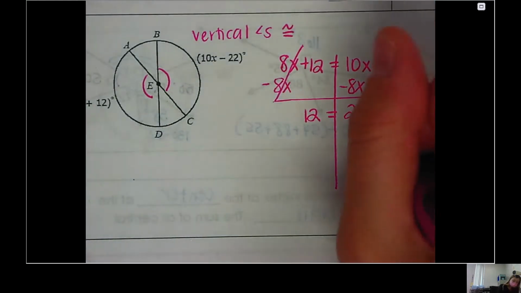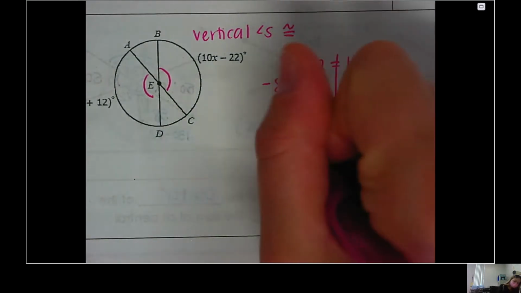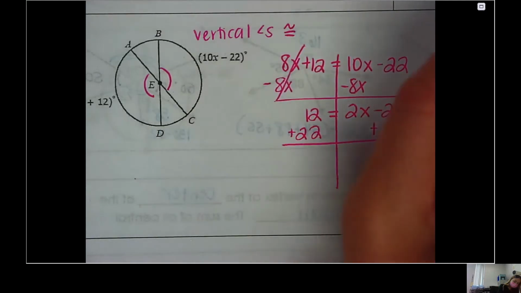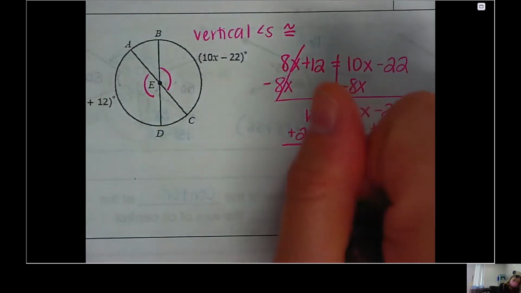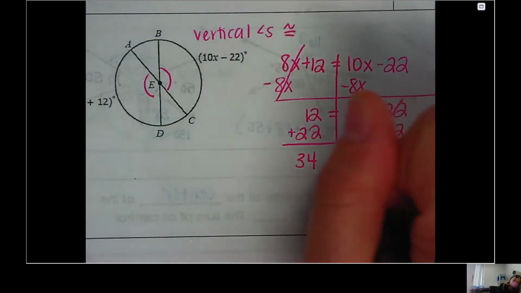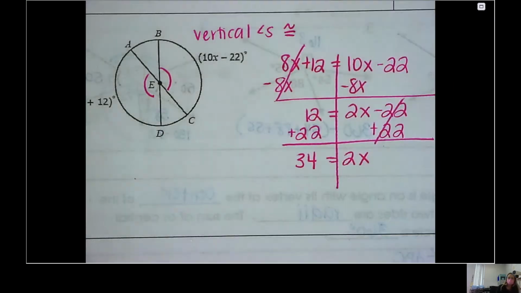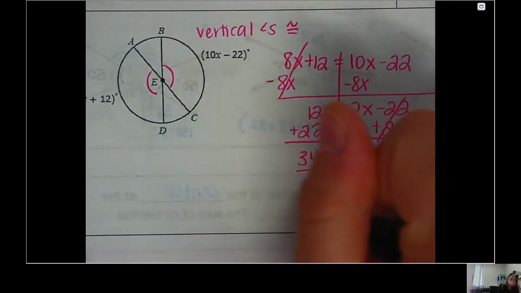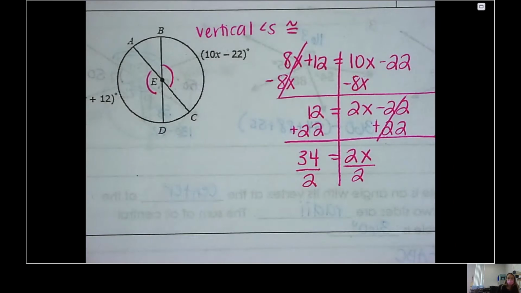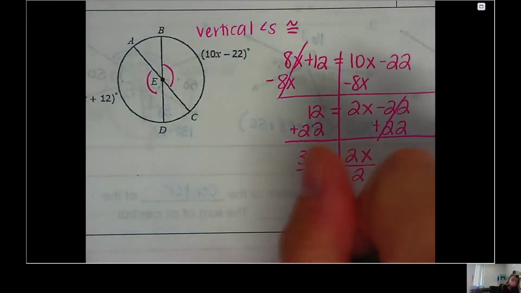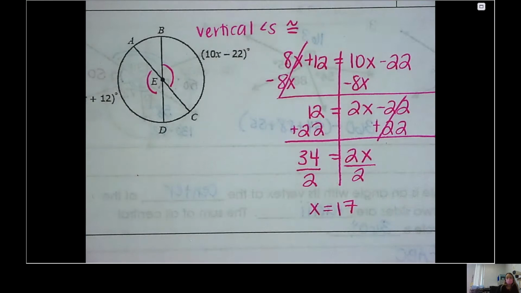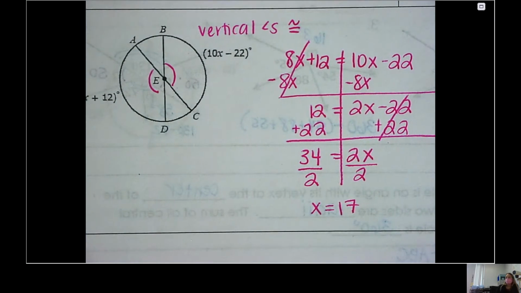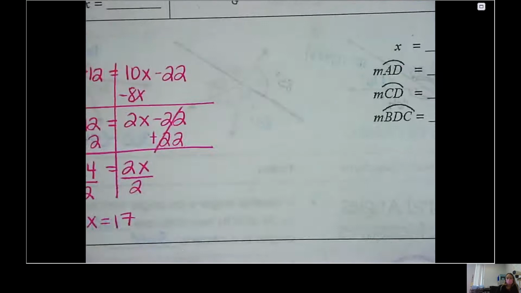Add 22. I get 34 equals 2x. And then my last step, divide by 2. I get x equals 17. Beautiful. Great, you answered the first part of the question, because if you look at the right, it says x equals, and you're going to put 17 there.